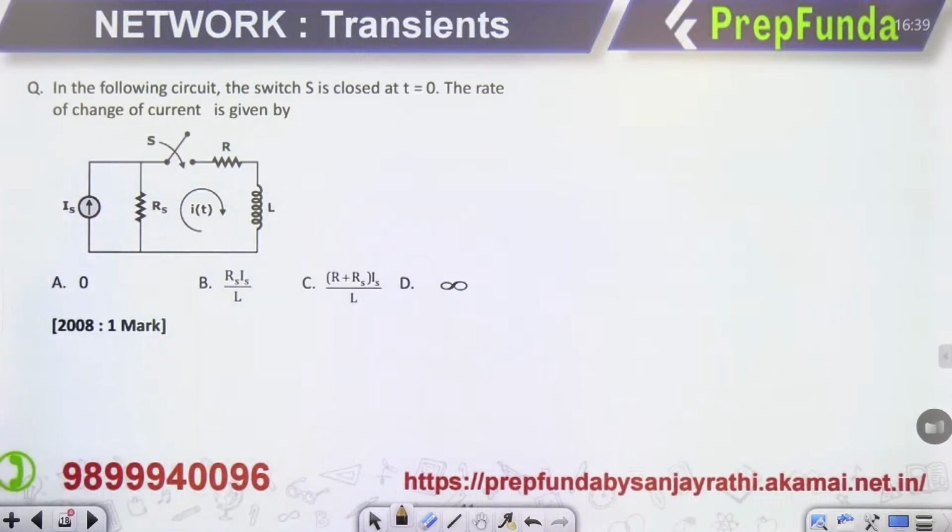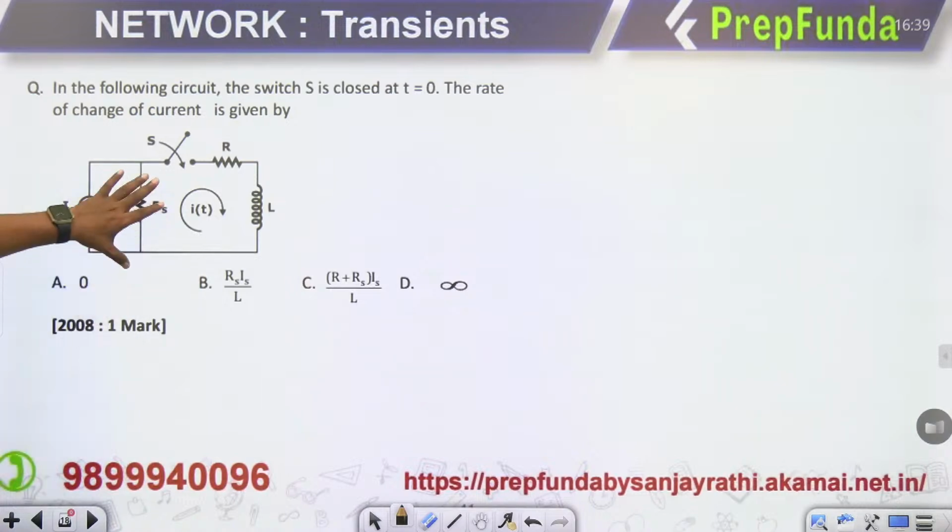In the following circuit, the switch S is closed at t equal to 0. The rate of change of current is given by. This time the rate of change of current is required, means what is the rate of change of current? di by dt it is required. And when is the switch closing? Exactly at t equal to 0.